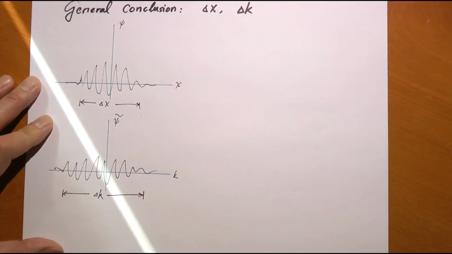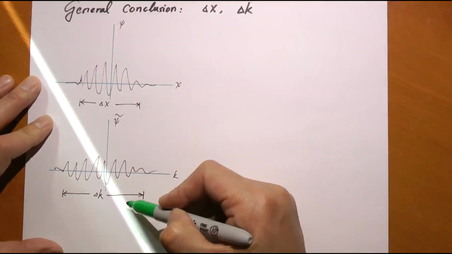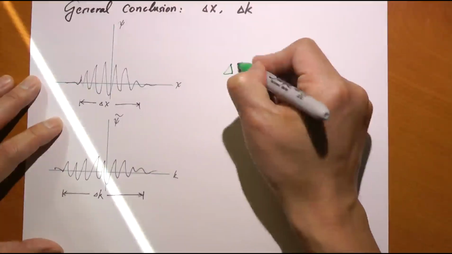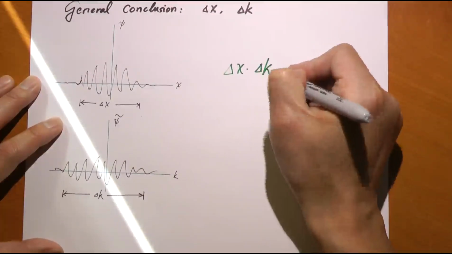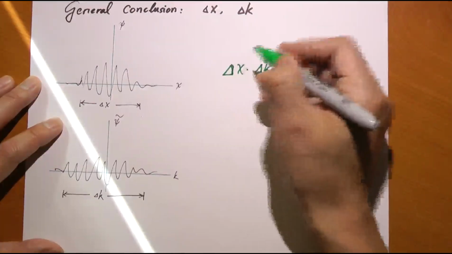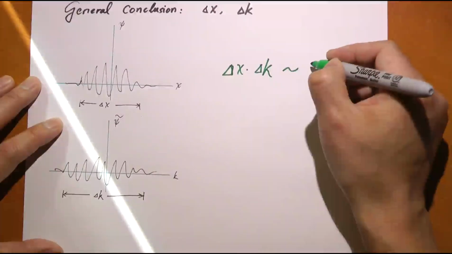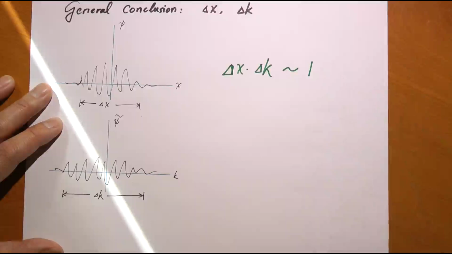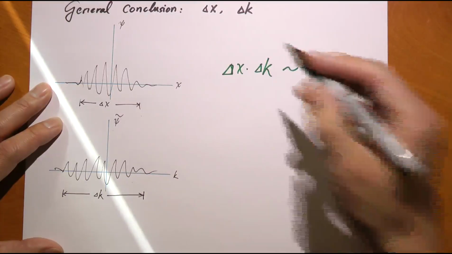According to our examples, we found that there exists a relationship between delta x and delta k. They're sort of inversely proportional to each other, such that delta x times delta k, you multiply them together, one larger, one gets smaller, is roughly of the order of magnitude 1. Okay, don't take that 1 too seriously, it's just the order of magnitude, not an actual number.